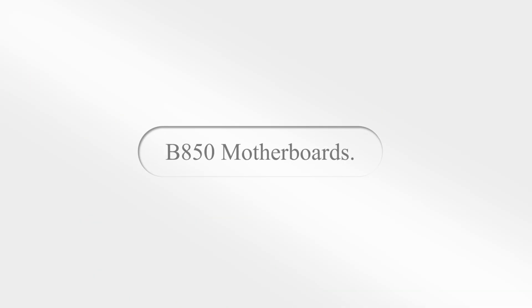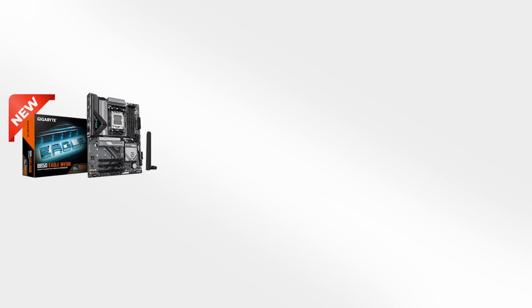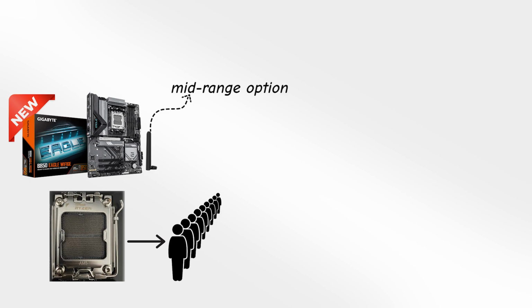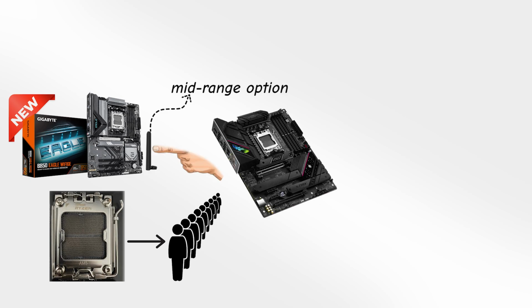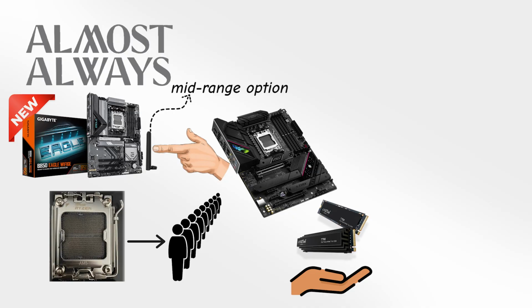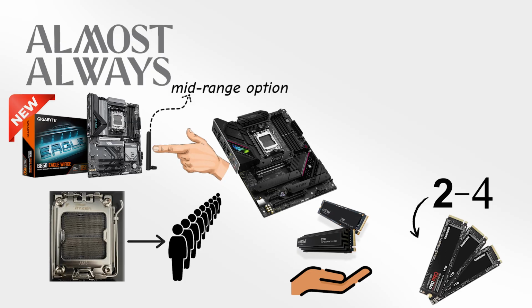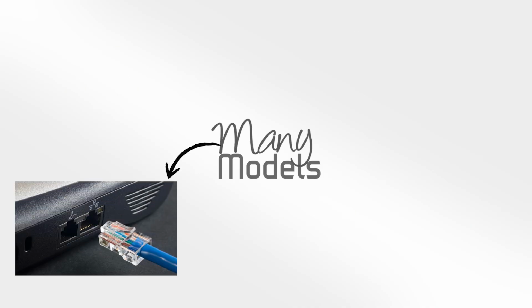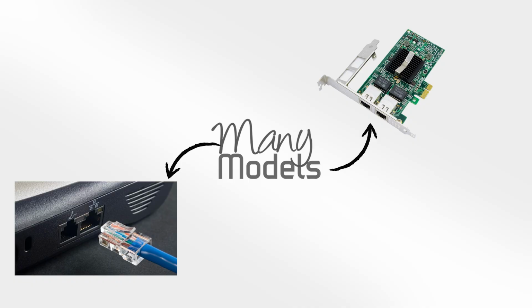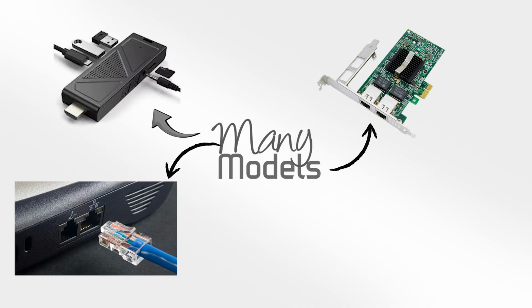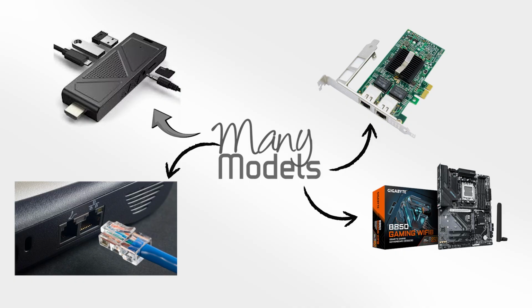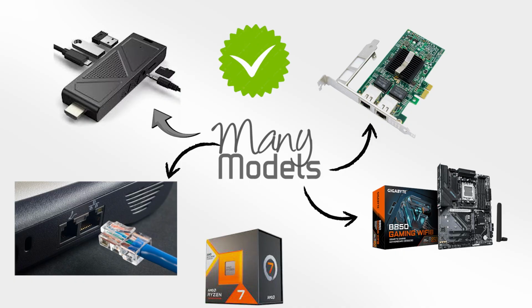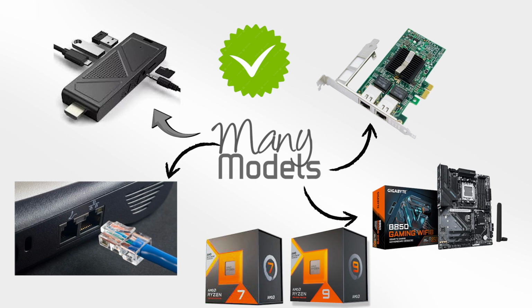B850 motherboards. The B850 chipset is the newest mid-range option in the AM5 lineup. Like B650E, these boards almost always feature PCI Express Generation 5 graphics slots. They typically include between 2 and 4 solid-state drive slots, with at least one running at Generation 5 speeds. Many models add faster wired Ethernet, such as 2.5 gigabit connections, and built-in Wi-Fi support. B850 is rapidly becoming the standard choice for balanced Ryzen 7000 and 9000 builds because it combines broad compatibility, reasonable pricing, and modern features.